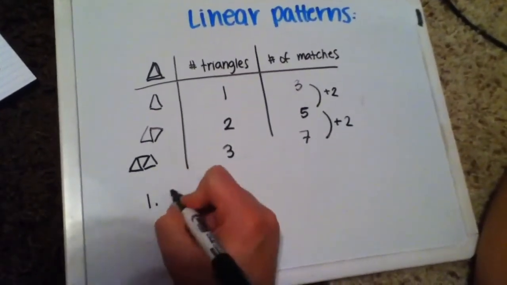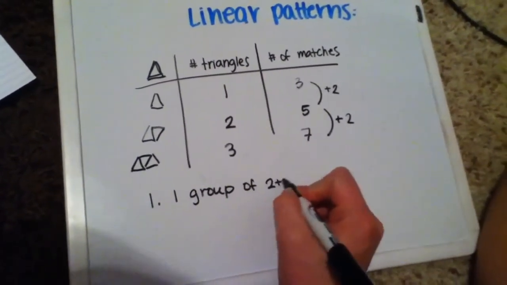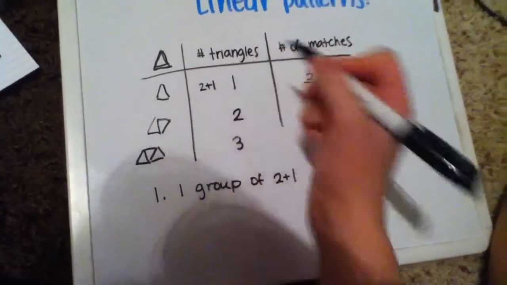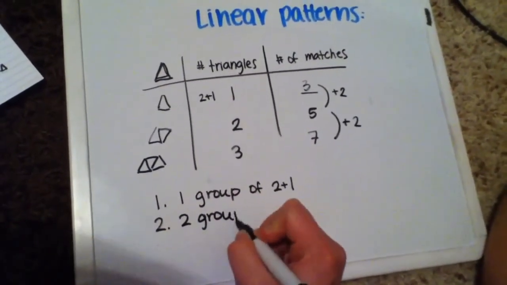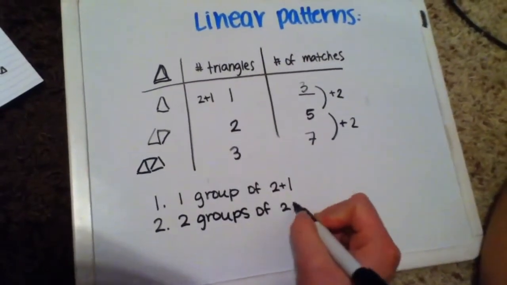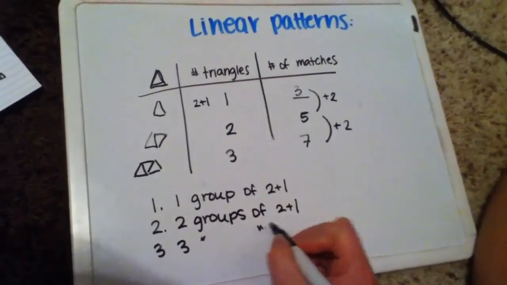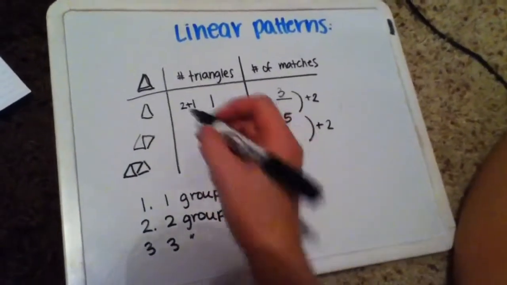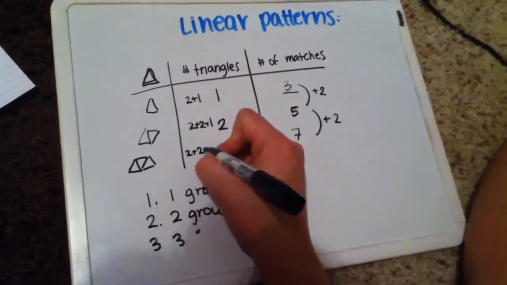The first group can be one group of 2 plus 1. The reason I did that is you see the 3 right here, and so we can do this and just do 1 group of 2 plus 1. And for the next one, there'll be 2 groups of 2 plus 1. And then the third would be the same thing except for 3 groups of 2 plus 1. So this is kind of the same thing as having multiplication. So we have the 2 plus 1 here, so the second one would be 2 plus 2 plus 1. And the final would be 2 plus 2 plus 2 plus 1.